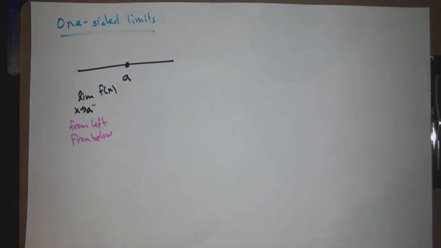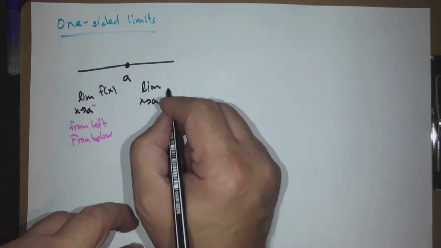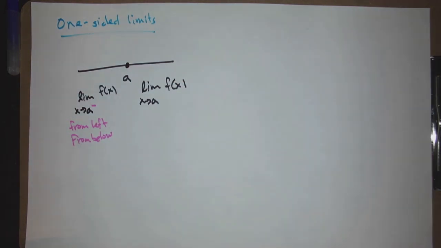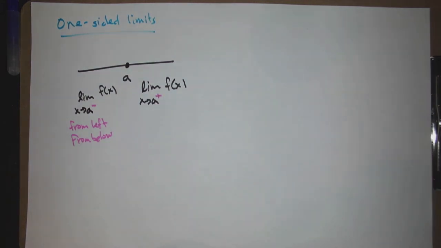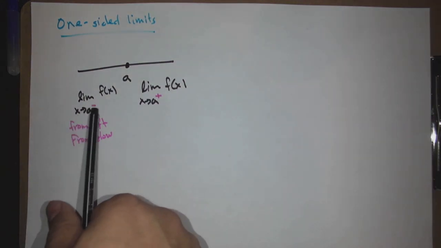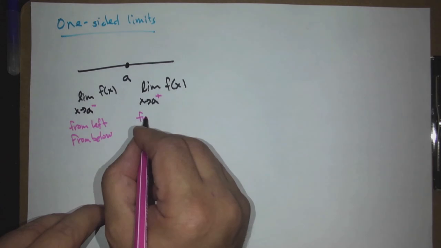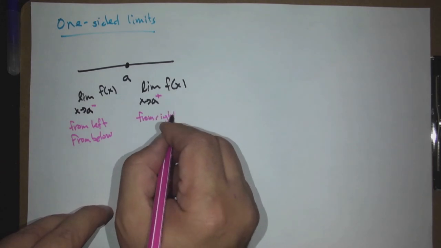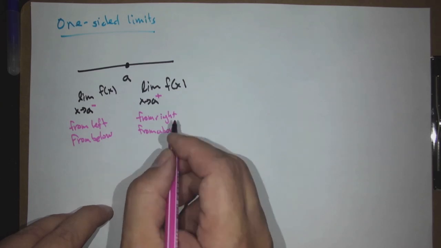In a similar way, we can talk about the limit as x approaches A from the right-hand side, and we use a little plus. Notice that we're not putting it in front of the A, we're sort of putting it upstairs, just to keep track of direction. So this minus and plus are just indicating from which direction we come. From the right, or we sometimes say from above.